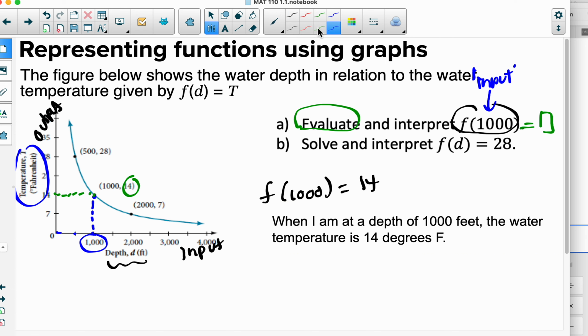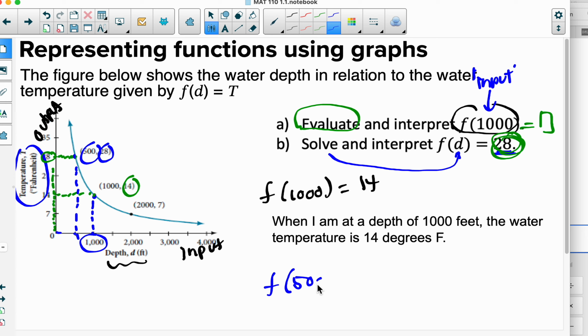Okay, and we can do the same thing for solving. In this case, we are given the output and we want to solve for the input. So my output is on the horizontal axis, so I want to find when the output equals 28. So I'm going to come up here on my output. Here's 28 here. I'm going to travel till I hit my graph, and then I'm going to read what the x value is, and I can see it here, right? 500. So I know that f of 500 is equal to 28, and then you could translate that just the same. This is my input, this is my output.